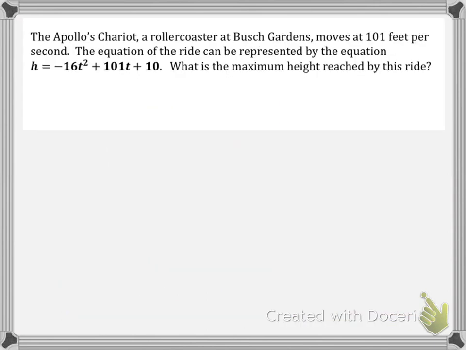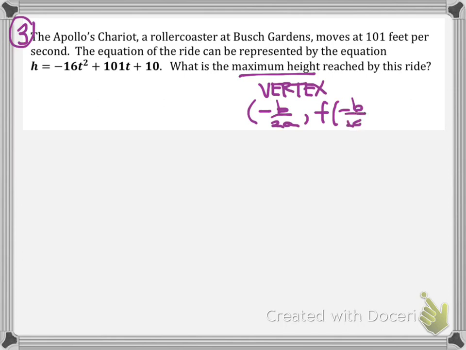All right, let's look here. The Apollo's Chariot rollercoaster at Busch Gardens moves at 101 feet per second. The equation of the ride can be represented by the equation h equals negative 16t squared plus 101t plus 10. What is the maximum height reached by the ride? So maximum height means I'm looking for the vertex. And I'm looking for the h part of the vertex. Okay? So remember, that means that I'm looking for it after I plug that negative b over 2a back in. So that's what I'm going to be looking for.